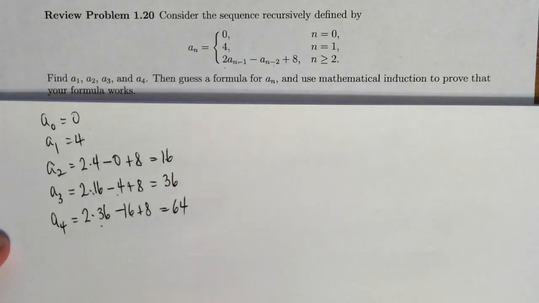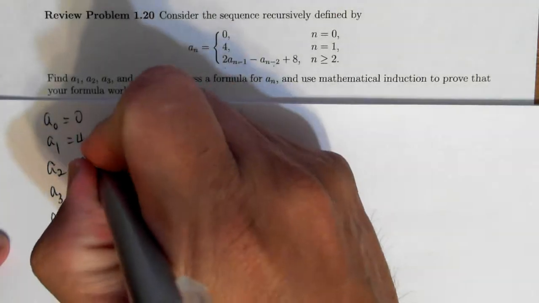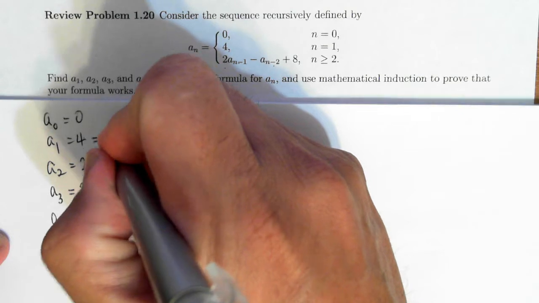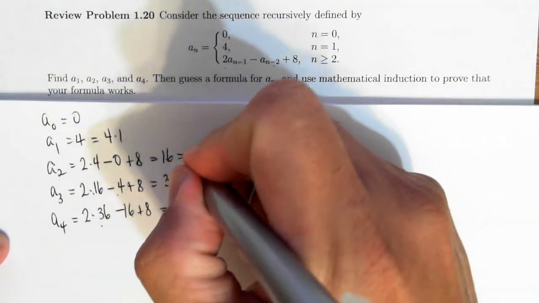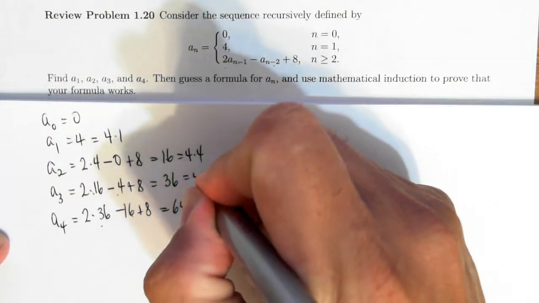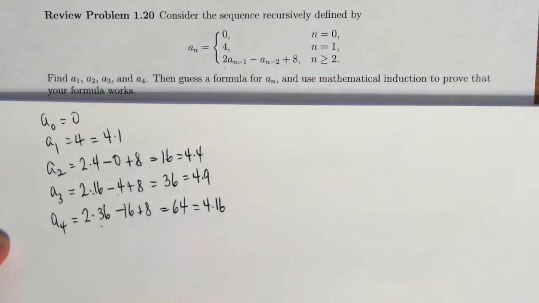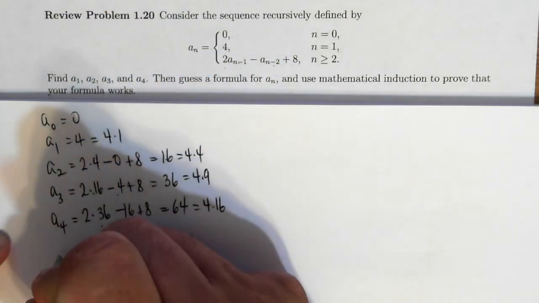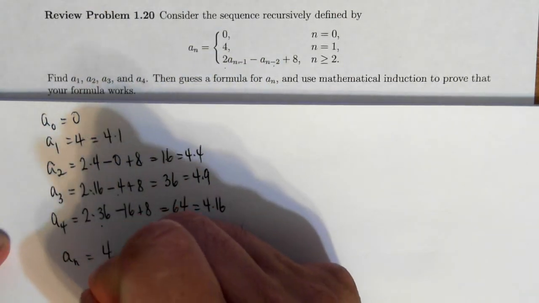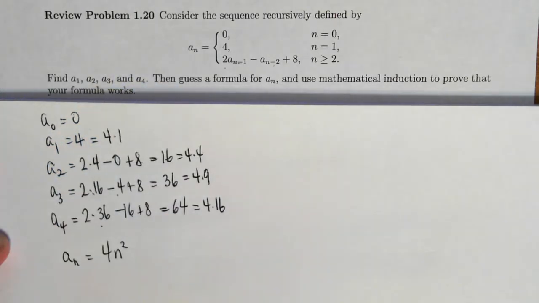Now you probably noticed that these are perfect squares. In fact, this one is equal to 4 times 1. This is equal to 4 times 4. That's equal to 4 times 9. That's equal to 4 times 16. And so it looks like we have a pattern that a sub n is equal to 4 times n squared.